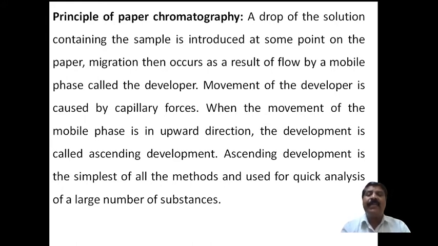Ascending development is the simplest of all the methods and is used for quick analysis of a large number of substances. This is the simplest method to perform, based on the preferential migration. A number of substances can be separated easily, and this is called ascending development chromatography. It belongs to paper chromatography.